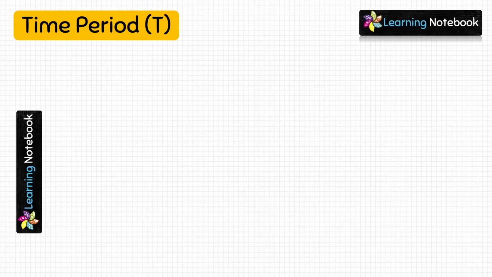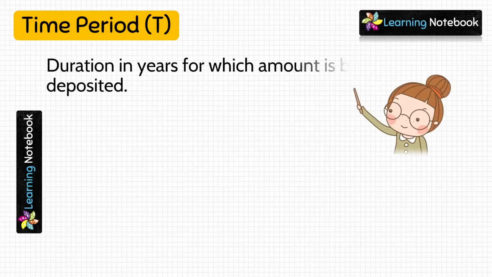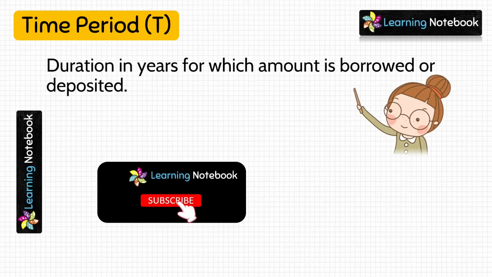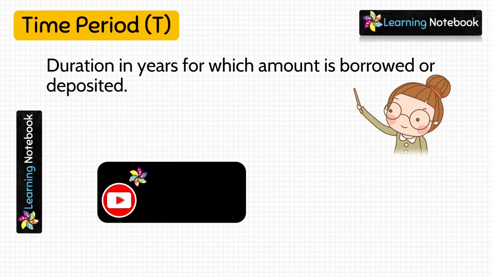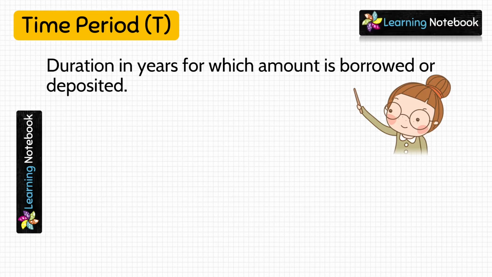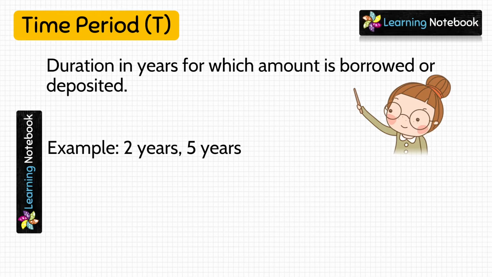The next term is time period, which is denoted by capital T. It is the duration in years for which the amount is borrowed or deposited. Students, this time period is usually given in years, but not always 1 year. It can be 2 years, 3 years, 4 years or maybe 5 years.